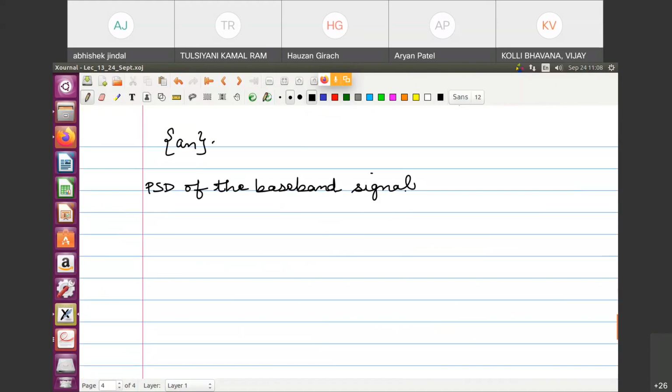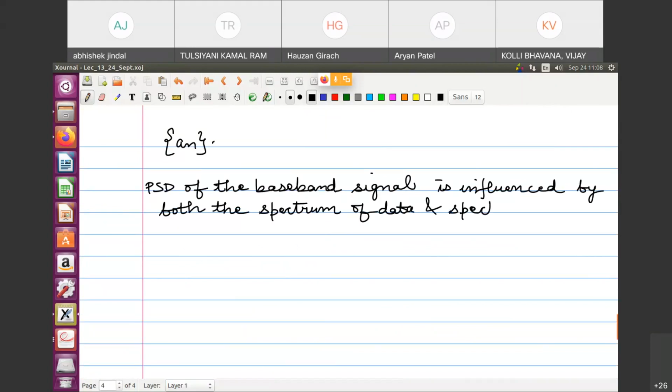The signal is influenced by both the spectrum of data and the spectrum of the pulse shape used for the line. So this is quite easy to see.